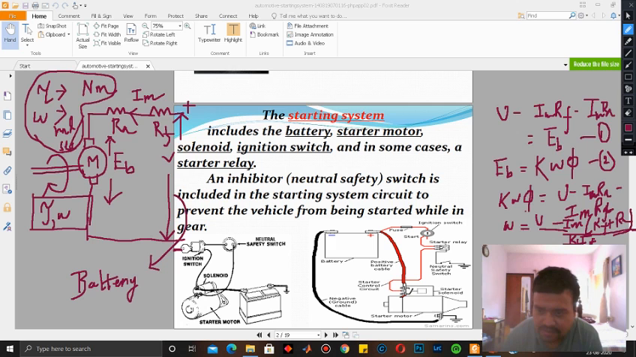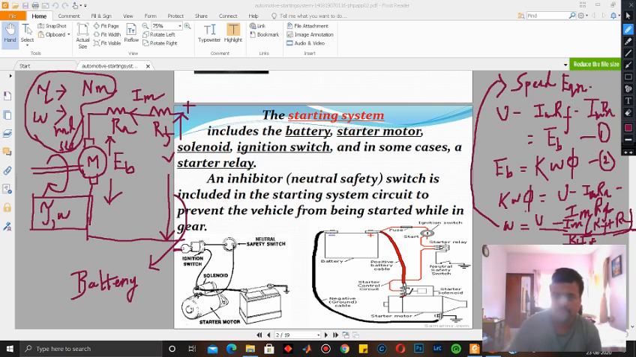This is known as the speed equation, right? And there is also something called the torque equation. So I will write the torque equation.